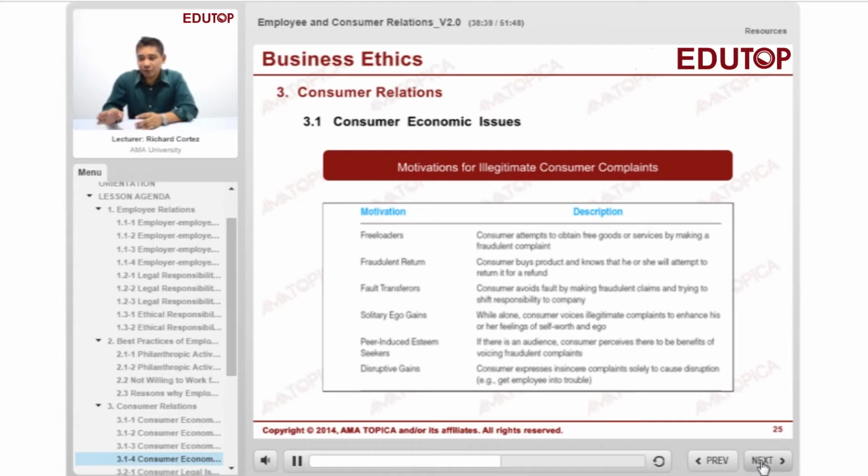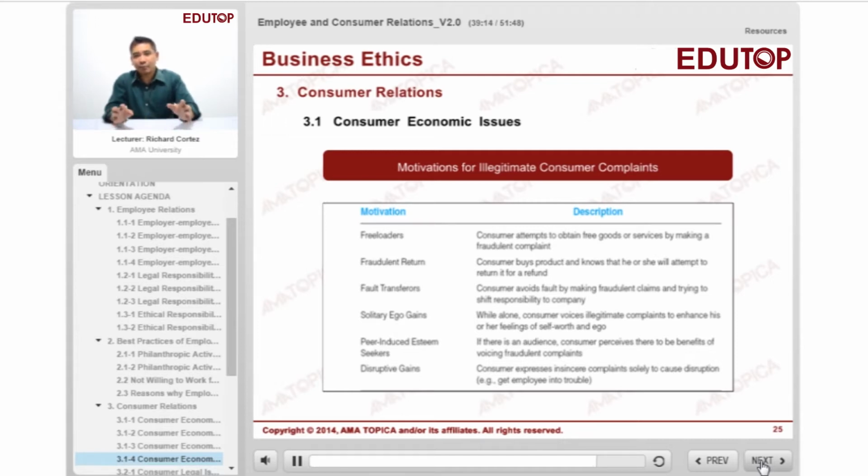Okay, and we go from the top up to the bottom. We have disruptive games being done by the consumer. It means a consumer expresses insincere complaints solely to cause disruption. So there are customers that are not in good faith. Sometimes they have the purpose of just causing disruption. They have complaints, but those are not legitimate complaints. They just want to cause problems. Maybe they are planted by the competitors of the business, and they want to disrupt the operation of the business.